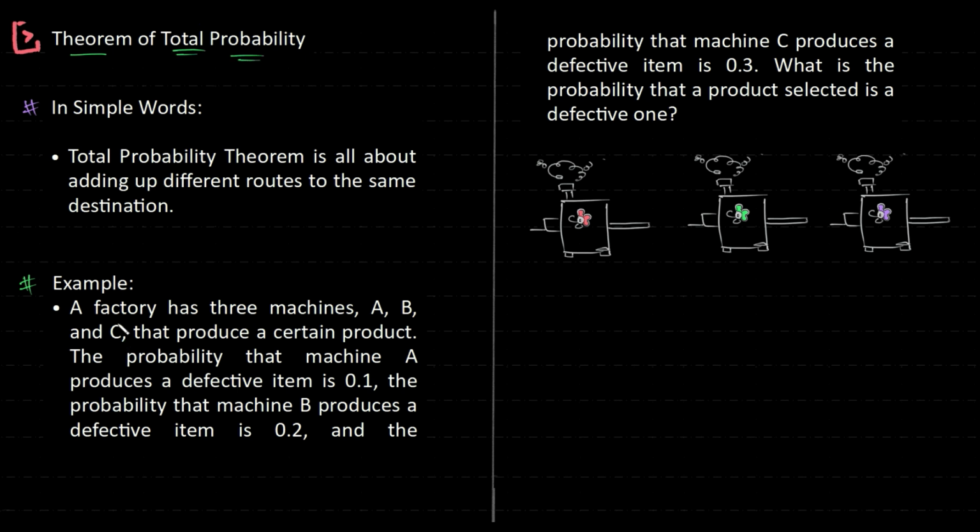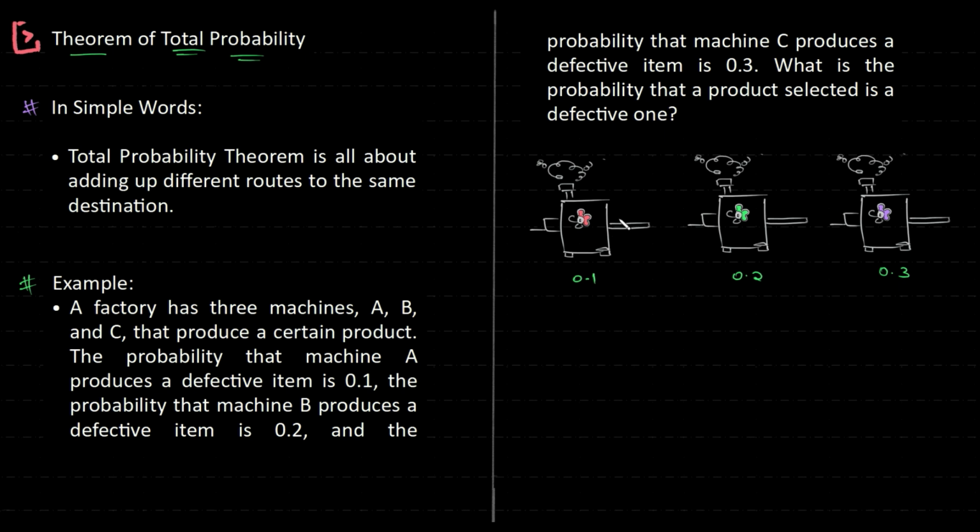Let's understand this. A factory has 3 machines, A, B, C, that produce a certain product. The probability that machine A produces a defective item is 0.1. So this produces an item which is kind of bad, and that is around 10% of the products. Machine B is around 0.2, and the probability that machine C produces defective ones is 0.3. What is the probability that a product selected is a defective one?